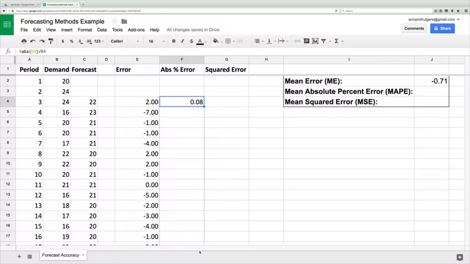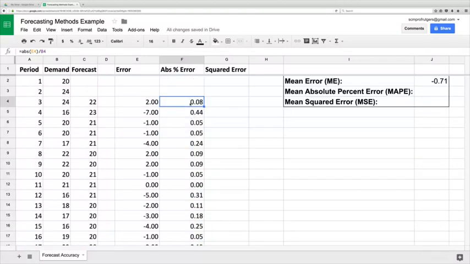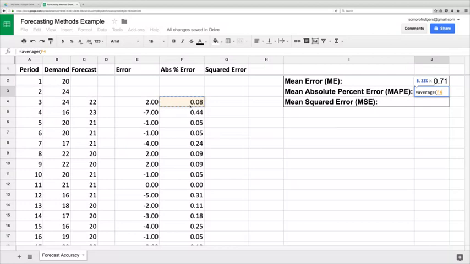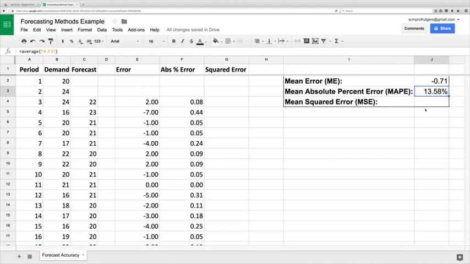And then all I need to do is copy this down over here. And now I go into this cell that I prepared here for our mean absolute percent error. And all I need to do is here, average all of these values together. And here's our result. On average, we have an error of 13.58%. So every time we create a forecast, we're almost 14% off. We don't know in which direction on average we're off, but in general, this is how far we're off on average.